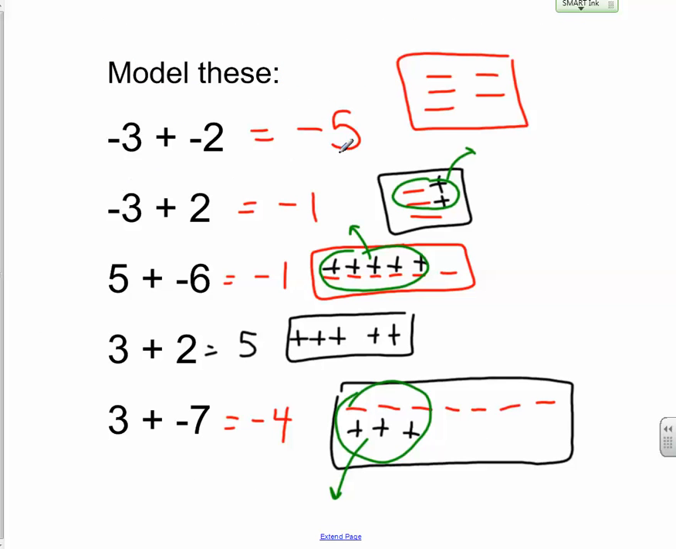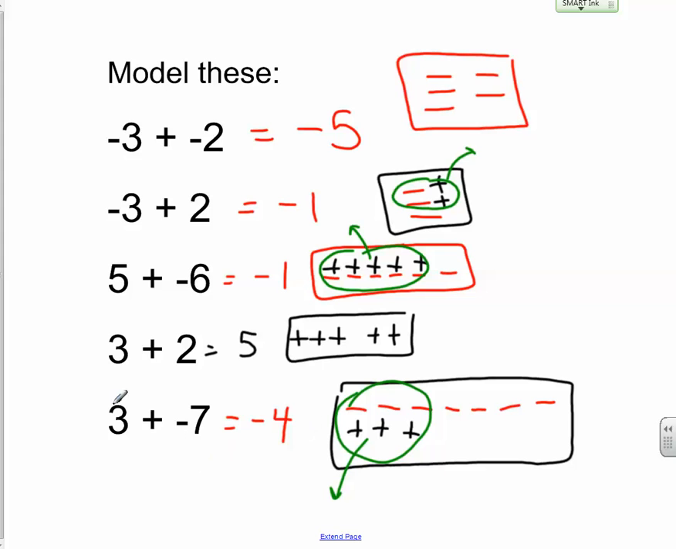So what you basically did here was you put in 3 negatives and 2 more negatives, and you had negative 5. And you put in 3 negatives and 2 positives, and you lined up your zeros, and the result is negative 1. And here we had 5 positives and 6 negatives. Take out your zeros, and the answer is negative 1. And here we just had all positives. 3 and 2 positives makes positive 5. And negative 7 plus a positive 3, we take out our zeros, and we have 4 extra negatives.